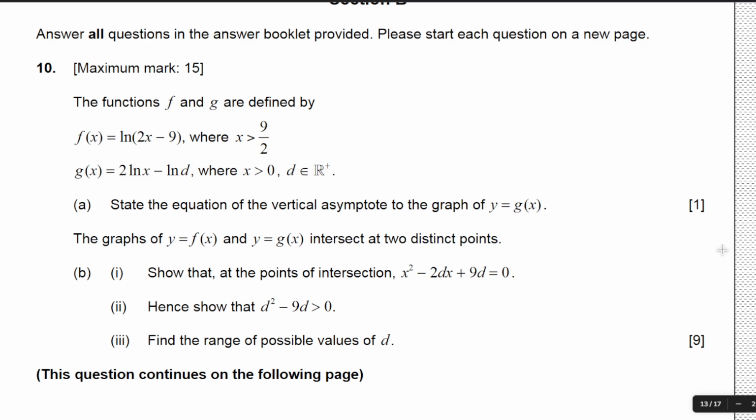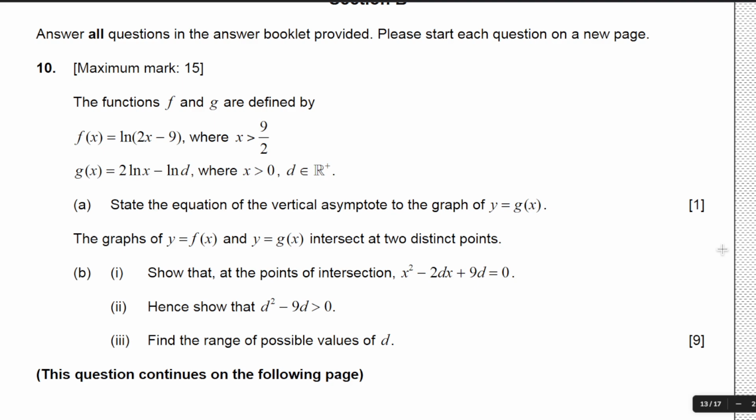The graphs of y equals f of x and y equals g of x intersect at two distinct points. Show that at the points of intersection x squared minus 2dx plus 9d equals 0, hence show that d squared minus 9d is greater than 0. Find the range of possible values of d.